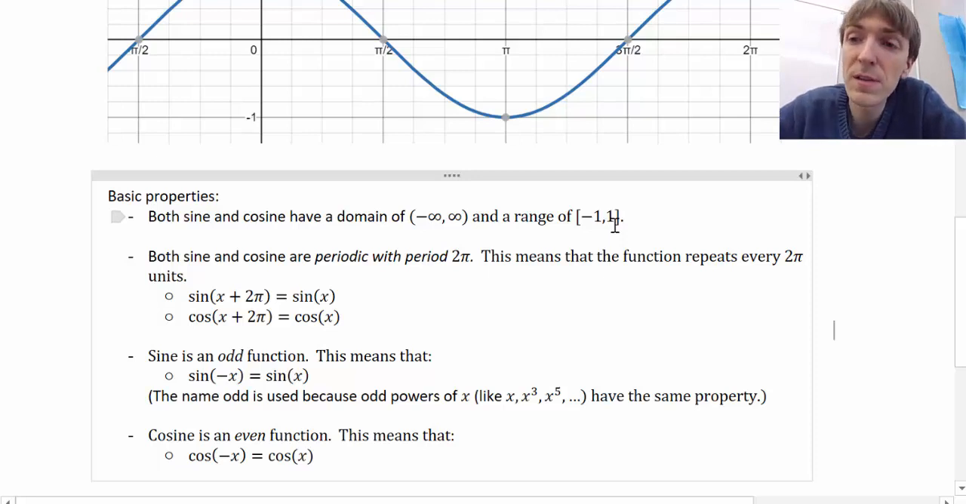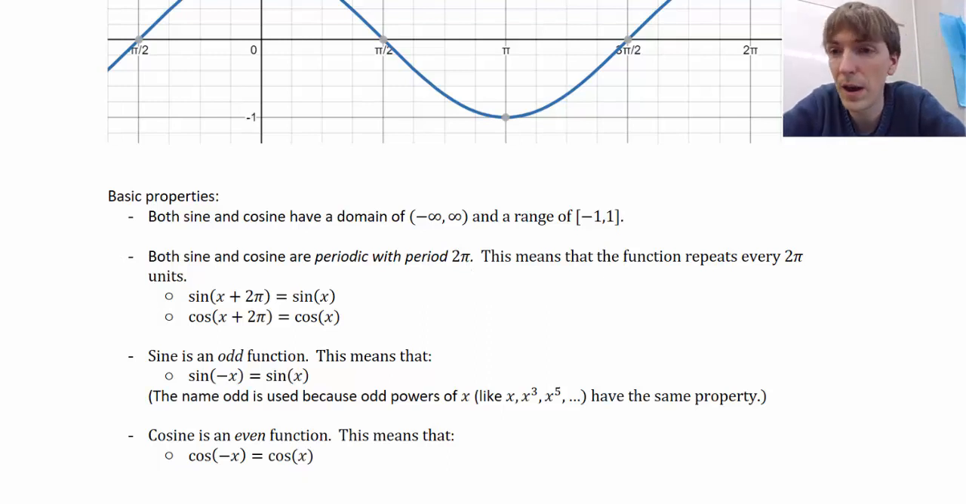Okay. So these functions both have this property that we haven't seen in functions before. They're both periodic. What that means, when a function is periodic, and in this case the period is 2 pi, is that the function repeats every 2 pi units. So if I add 2 pi to x, both sine and cosine are going to repeat. Okay, so let's move on.